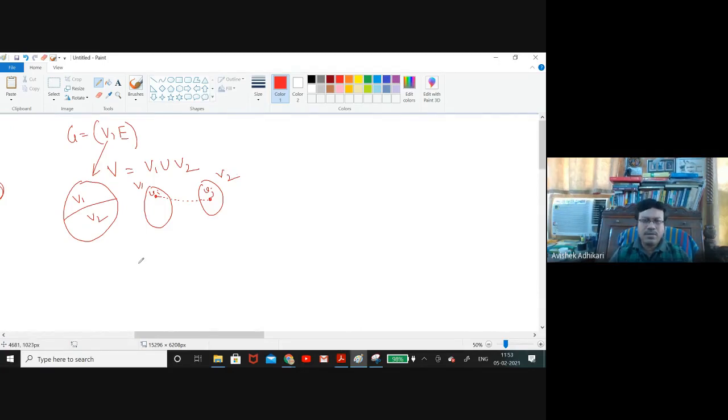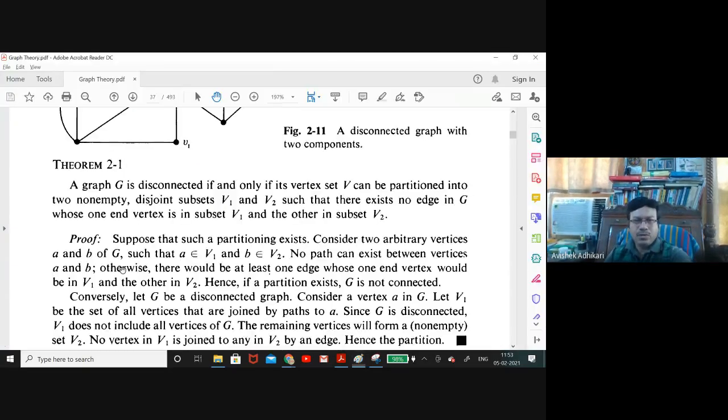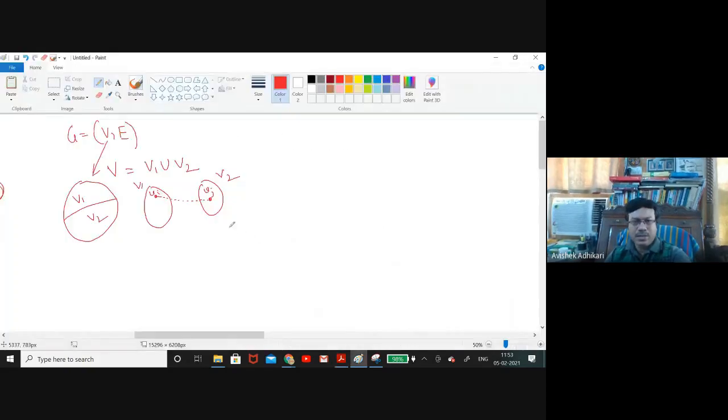Can anybody tell me what the proof would be? First part: suppose such a partition exists. That means you have V1 and V2, and there exists no edge between them. What do you need to show? You need to show that the graph is disconnected. How will you prove that the graph is disconnected?